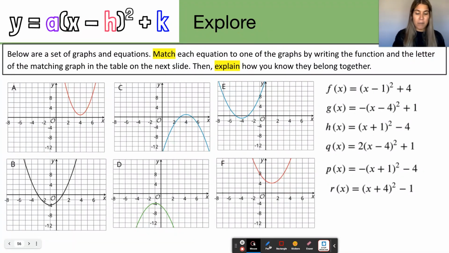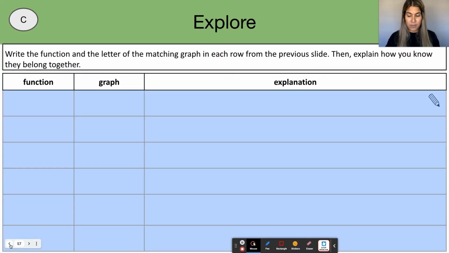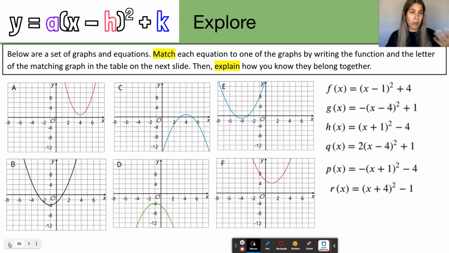It says, below are a set of graphs. So we have 1, 2, 3, 4, 5, 6 graphs. It says, match each equation to one of the graphs by writing the function and the letter of the matching graph in the table on the next slide. If this is provided to you through this lesson, on the next slide, the continuing slide, you would write your answers. If this is given to you through a pair deck, you might be able to write your answer straight on this portion.